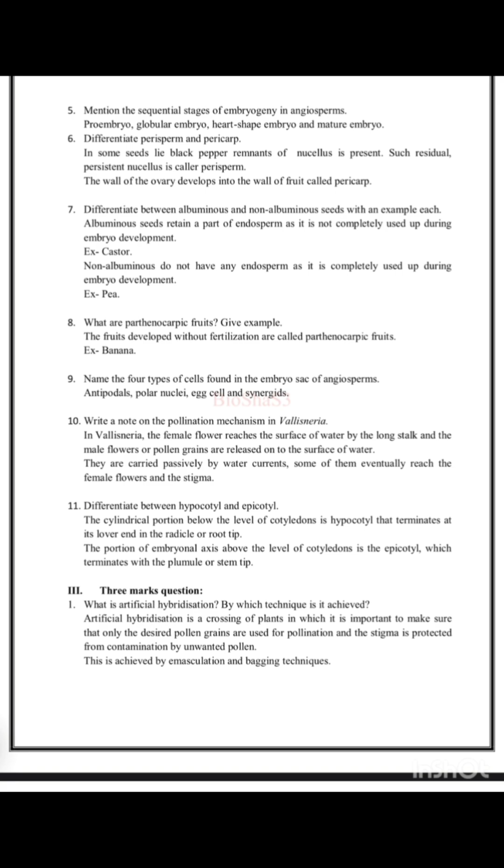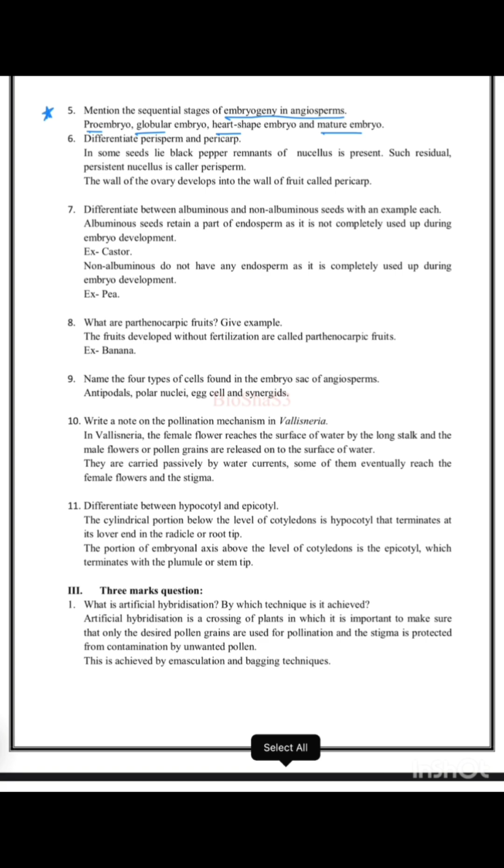Mention the sequential stages of embryogeny in angiosperm. So this is one important question. You can expect this question in KCET as well as the NEET question. Sequence of embryogeny. That is, first is proembryo, globular embryo, heart-shaped embryo and then the mature embryo. So this you have to write in the sequence.